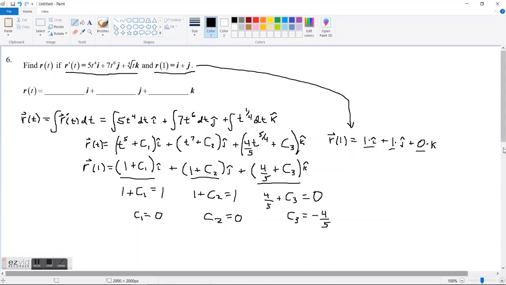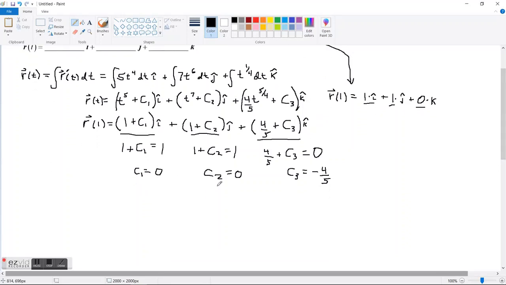So now we can rewrite our result for r of t, replacing the constants of integration with their actual values. So we're going to wind up with t to the 5th plus 0, which is t to the 5th as our first component, t to the 7th plus 0, which is t to the 7th as our second component, and here's our only non-zero constant of integration, 4/5 t to the 5/4 plus a negative 4/5, which is minus 4/5.